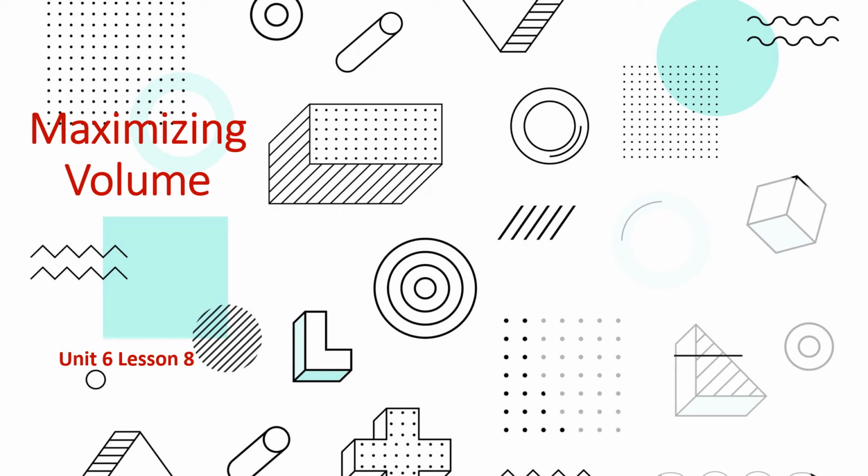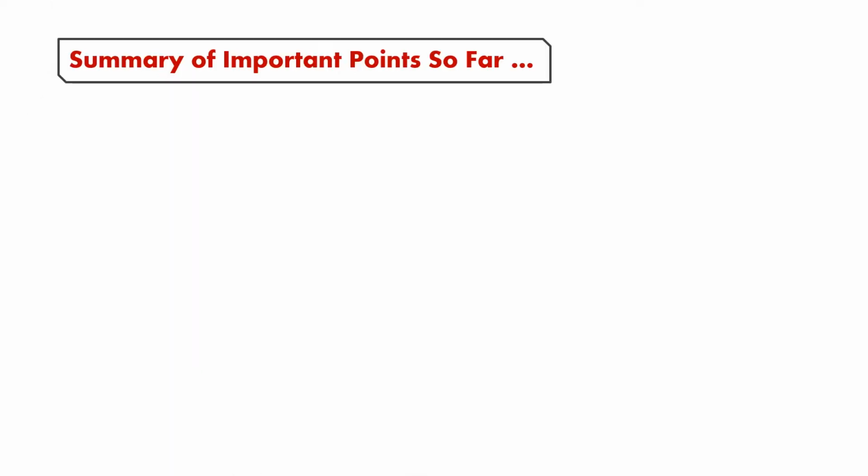Today I'm going to talk about maximizing volume, getting as much stuff into a container that you can. Here is a summary of important points that we've already learned. One is that the maximum volume of a square-based prism is a cube. So think of a box. If you want to get as much volume inside that box as you can, then you want it to be a cube.